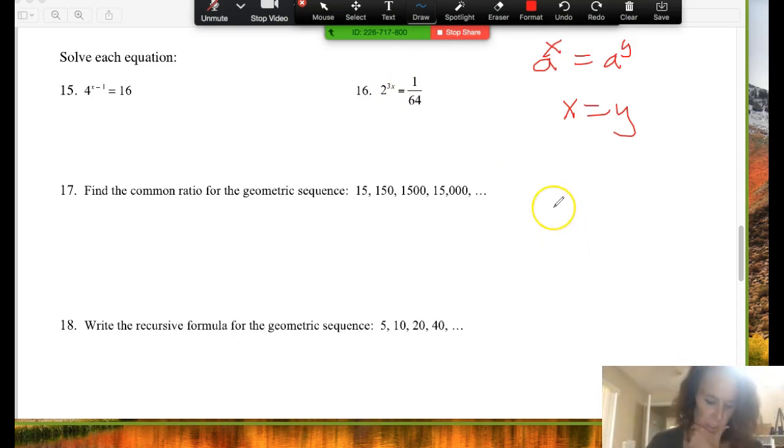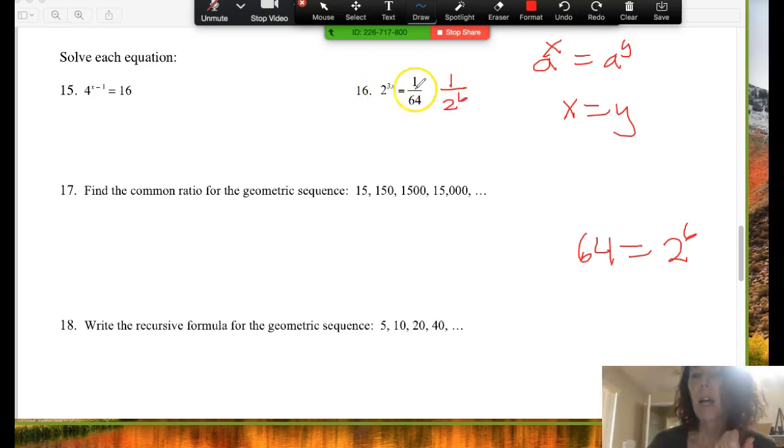Well, 64, I believe, is 2 to the, what, 4th, 5th, 6th power? Yeah, it's 2 to the 6th power. 64 equals 2 to the 6th power. I can write this as a base of 2. So I'm going to write this as 1 over 2 to the 6th power. Now that doesn't help me. What I have now is 2 to the 3x equals 1 over 2 to the 6th. I don't have the same base.